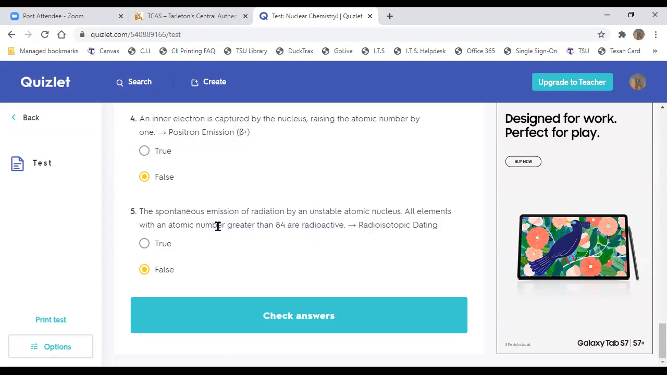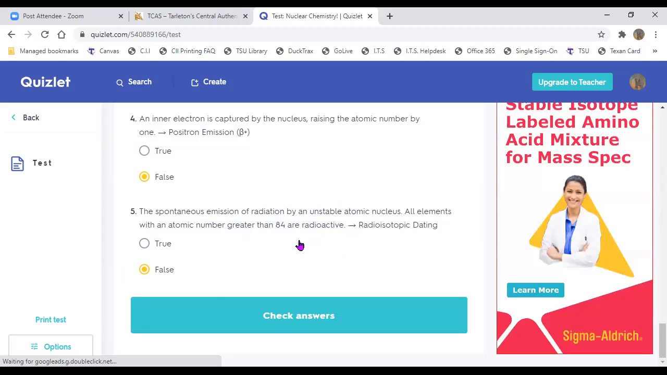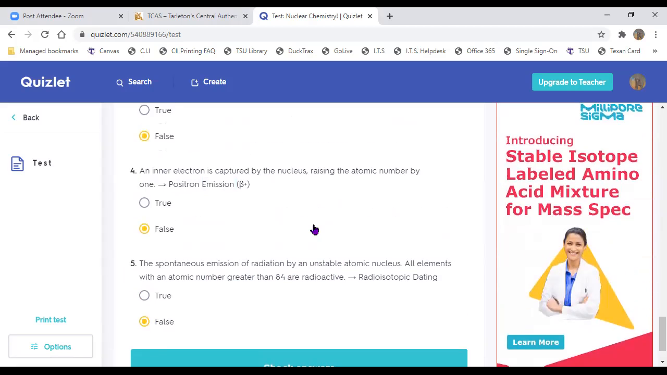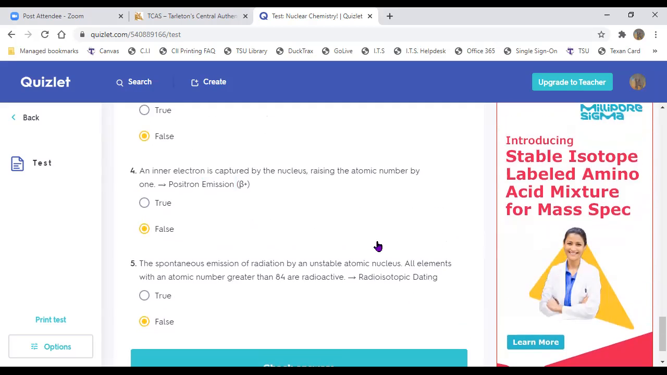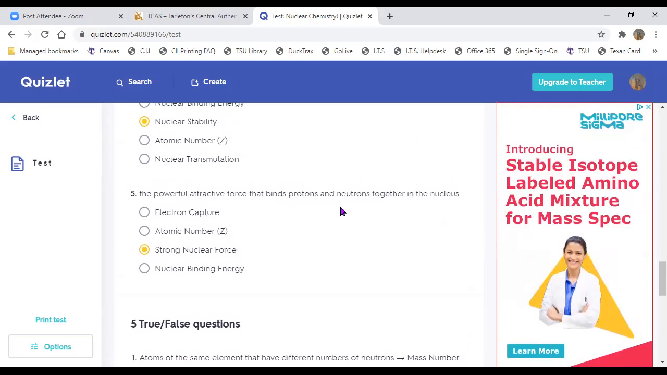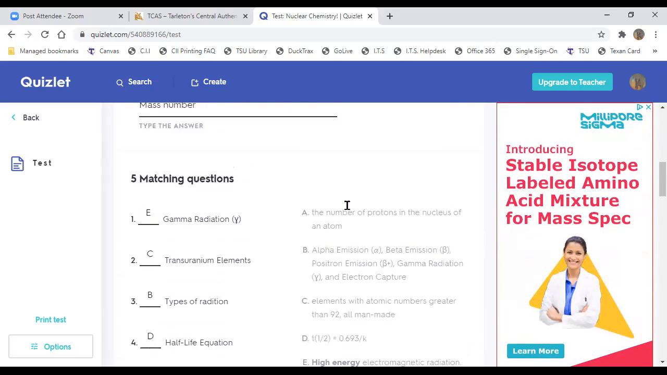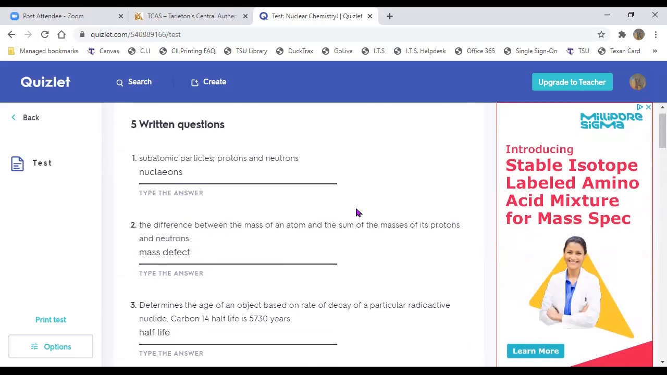So anything past polonium, 84 through 118 or whatever the number was I said earlier. But that also means any unstable isotopes like carbon-14. Remember we were talking about with the half-life, and she was talking about during the class, carbon-14 is an unstable nucleus. And so that means it is considered radioactive as well. Before I click check answers, is there anything that was a little confusing that you kind of want to go over a little bit more?